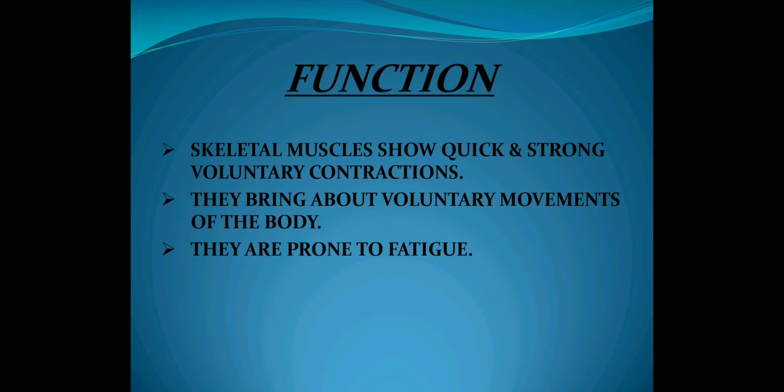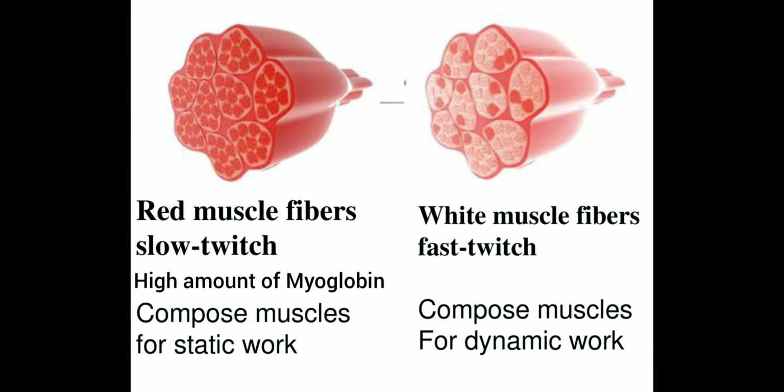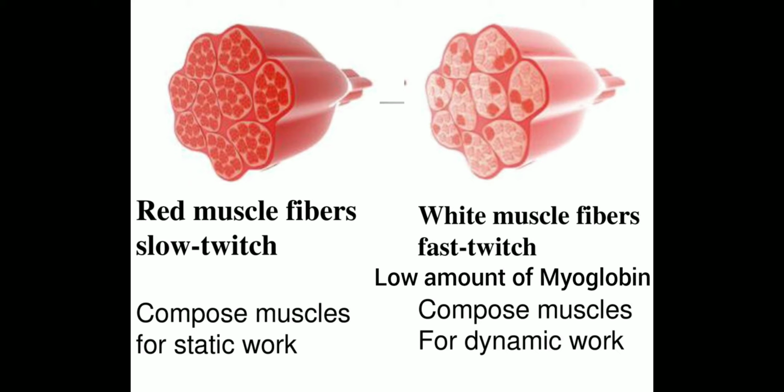Now there is an important note you have to remember, that on the basis of the amount of red pigment, skeletal muscles are of two different types. They are red and white muscles. Now if we talk about red muscles, they contain a very high amount of myoglobin. And if we talk about white muscles, they contain a very low amount of myoglobin. So here in red, myoglobin is more. In white, myoglobin is less.